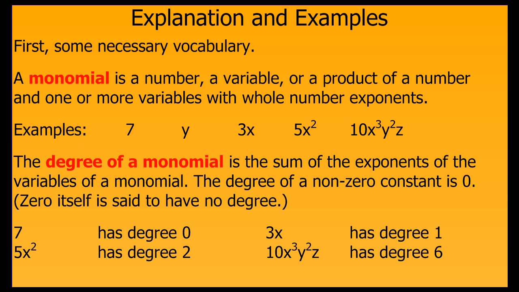First, some necessary vocabulary. A monomial is a number, a variable, or a product of a number and one or more variables with whole number exponents. For example, each of these is a monomial.